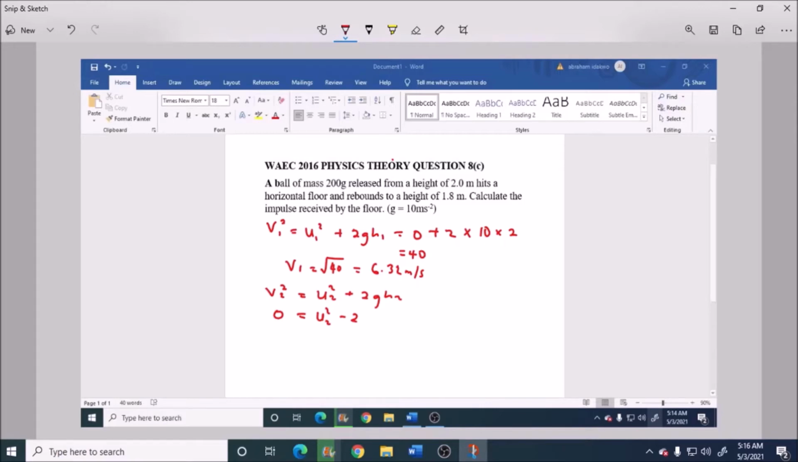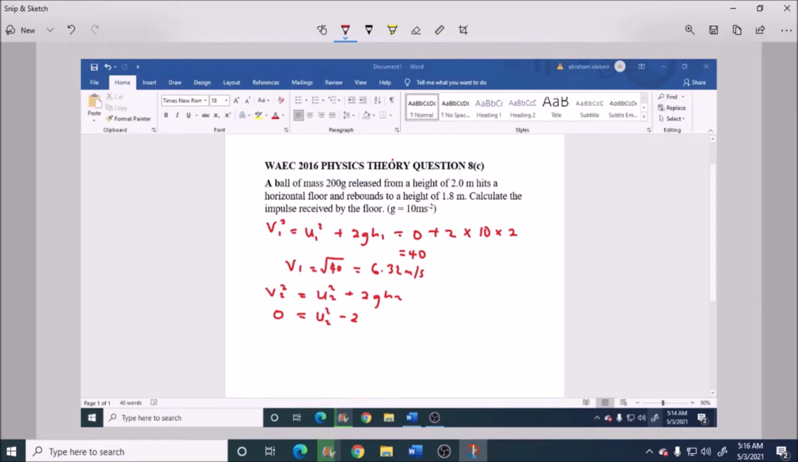Now impulse is equal to change in momentum. Okay, so we have this is equal to mv1 minus mu2, which is equal to m(v1 plus v2).